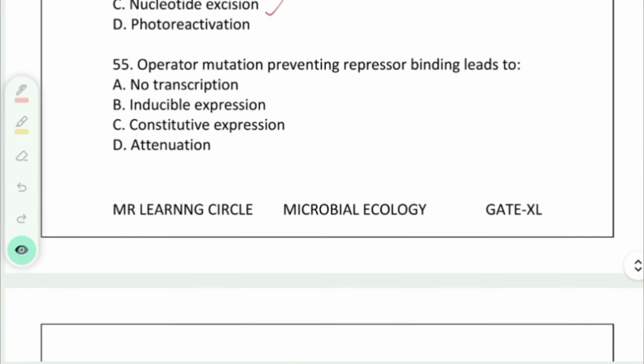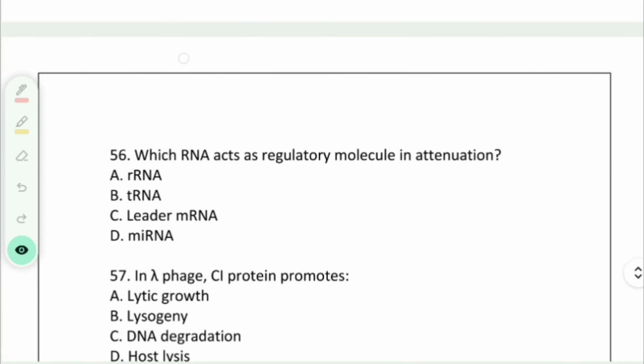Question 55. Operator mutation preventing repressor binding leads to A, no transcription, B, inducible expression, C, constitutive expression, and D, attenuation. So the correct answer for this question is C, constitutive expression.